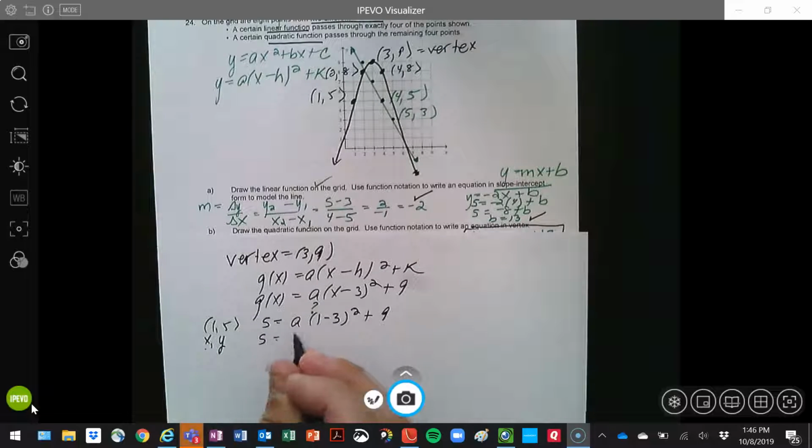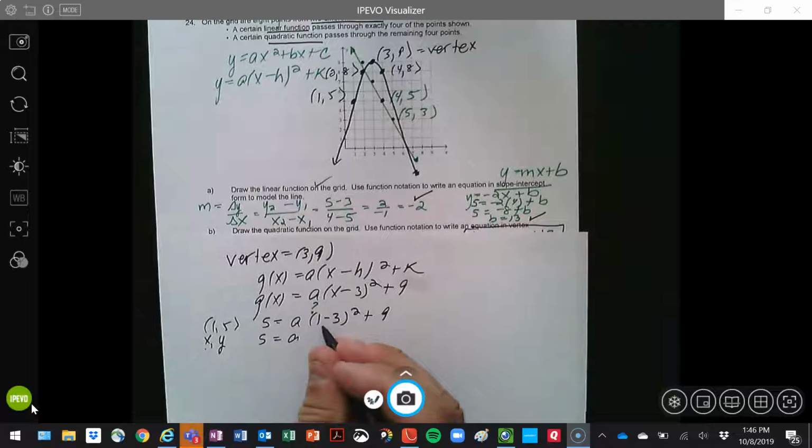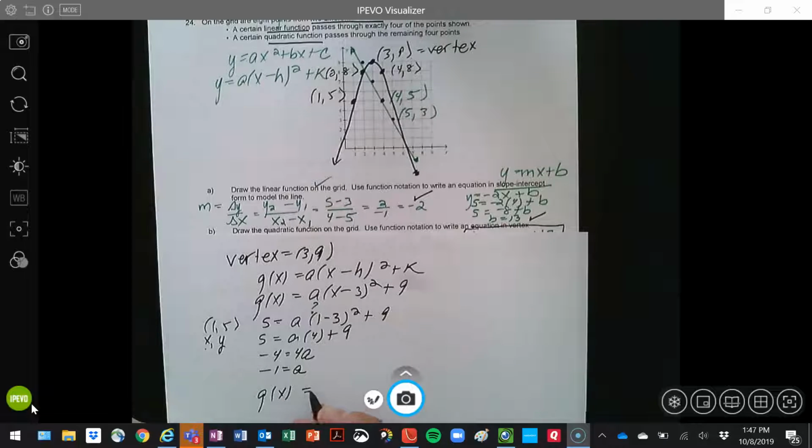Solving this out, we get 5 equals a times, 1 minus 3 is negative 2, negative 2 squared is 4, plus 9. Subtract the 9, you're going to get negative 4 equals 4a. Divide both sides by 4, a is negative 1. So your final equation is that g of x equals negative 1 times x minus 3 squared plus 9. And that was the perfect right answer.